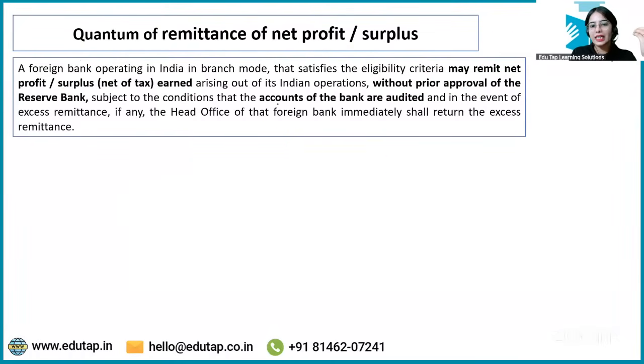Subject to the conditions that the accounts of the bank are audited. That means the profit that they are showing should be true. And in the event that excess profits have been sent, that is, mistakenly more money has been sent outside, the head office of the foreign bank shall immediately return the excess remittance.